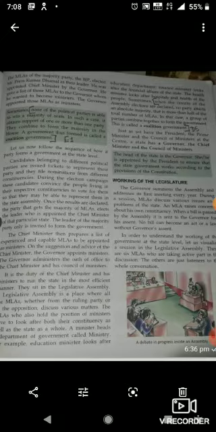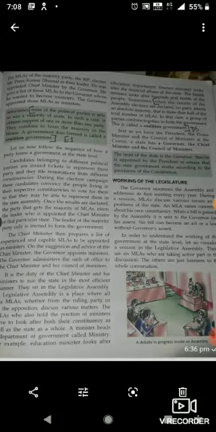Sometimes when the results of the assembly elections are declared, no party attains an absolute majority, that is, more than half of the total number of MLAs. In that case, a group of parties combine together to form the government. This is called a coalition government.